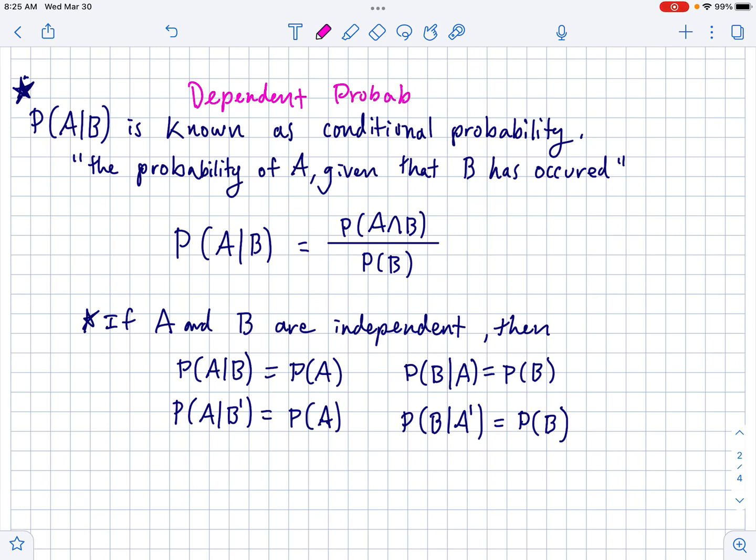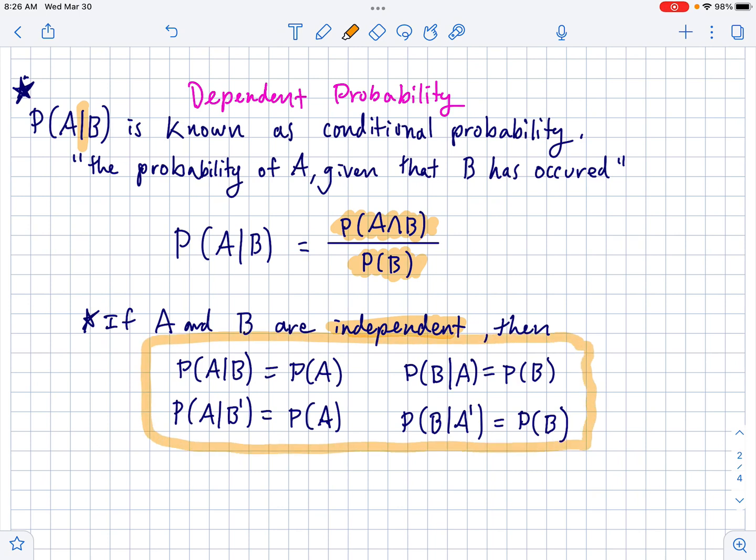Now, a little note about dependent probability. This is an equation for dependent probability. First of all, the notation A vertical bar B is conditional probability, and the way you say that in English is the probability of A given that B has already occurred. The formula for it is the probability of the intersection of A and B divided by the probability of B.